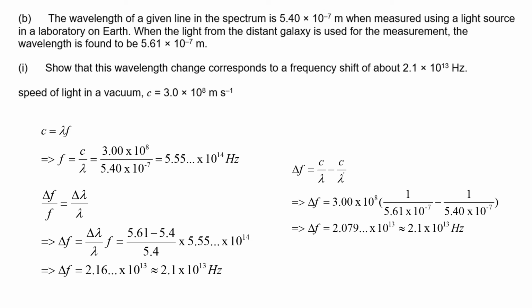Another way you could have done this is by working out the change in the frequency separately. So c over lambda gives us the frequency normally. c over lambda prime gives us the frequency once it's been redshifted. So the thing to remember here is speed of waves is not changed by the Doppler effect. And we can plug the numbers in, and again we come out with the answer here of 2.1 times 10 to the 13. And the reason they give us slightly different answers is because the delta f over f equals delta lambda over lambda is an approximation, it's not exact, which is why it gives us a different answer.